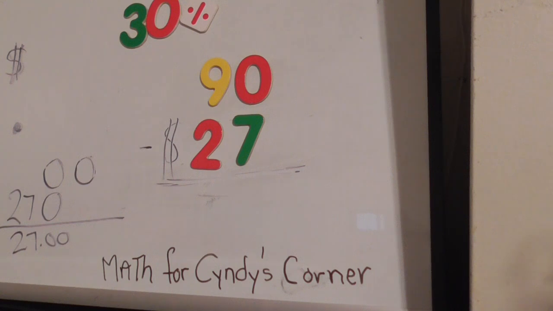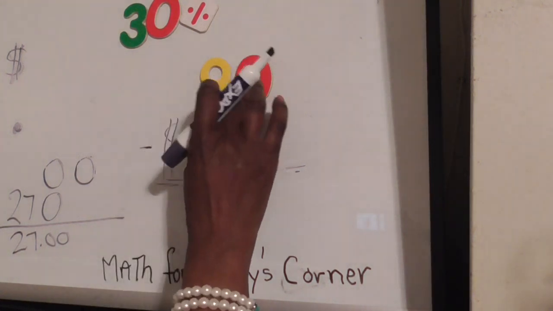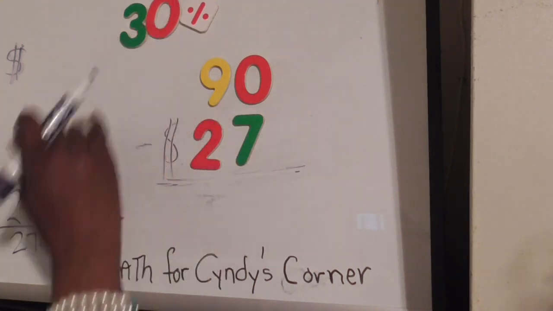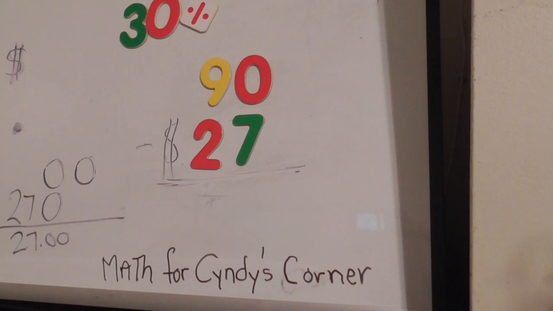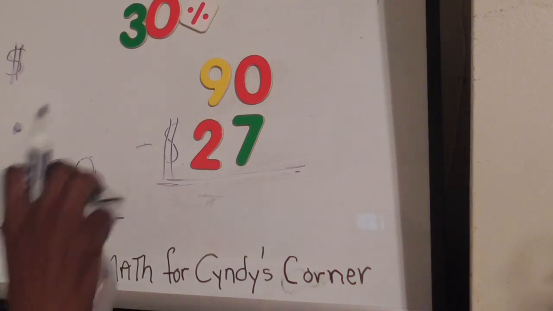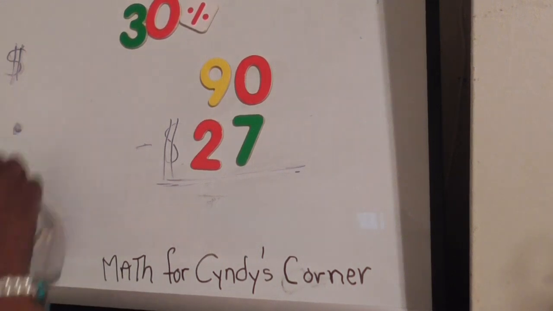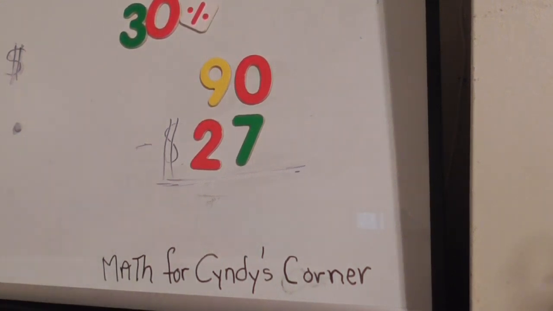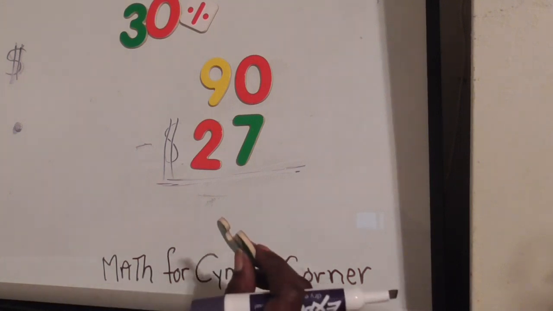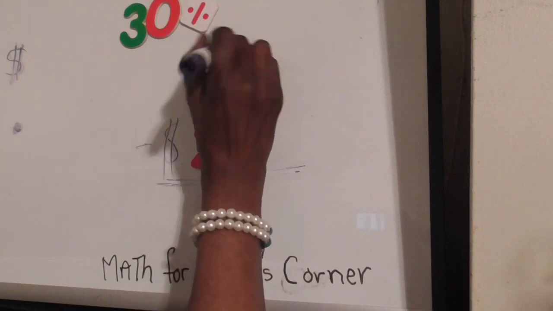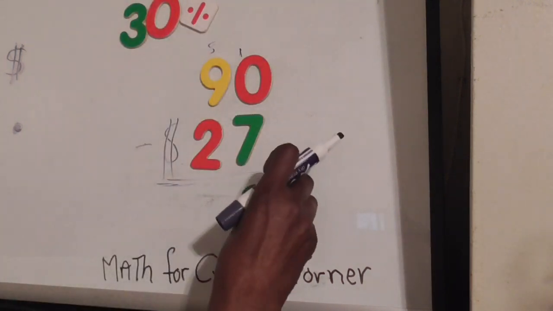All right. So, let's start here. 90 minus 27. $27 is 30% of 90. We know that already. So in your mind, you'll say, well, the dress is $90 and I'm saving $27. And all I have to do is take away 27 from 90. 10 minus 7 is 3.